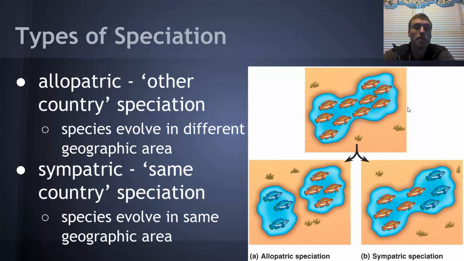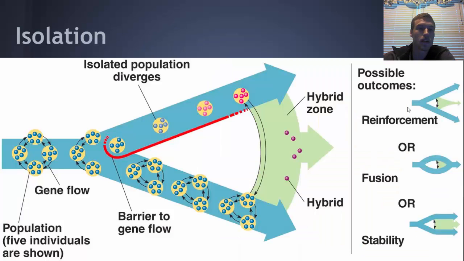So there are a couple of main types of speciation. We've got allopatric, which means other country, and that's basically where your groups are separated into different geographic areas, and then they undergo evolution differently, just because they're in different areas. And then we've got sympatric, which is same country speciation. Here, the species will evolve in the same geographic area. We'll talk about a couple examples of how that could occur here in just a moment.